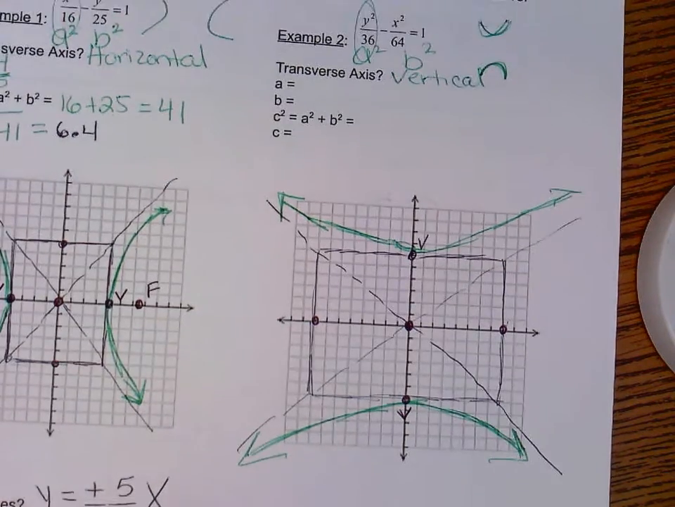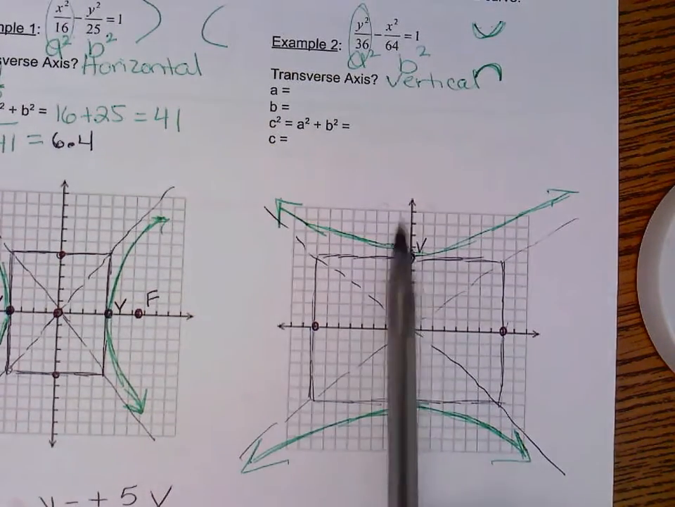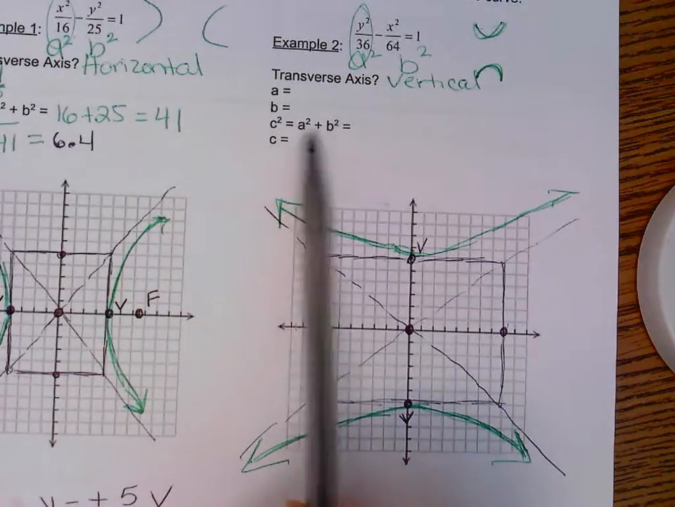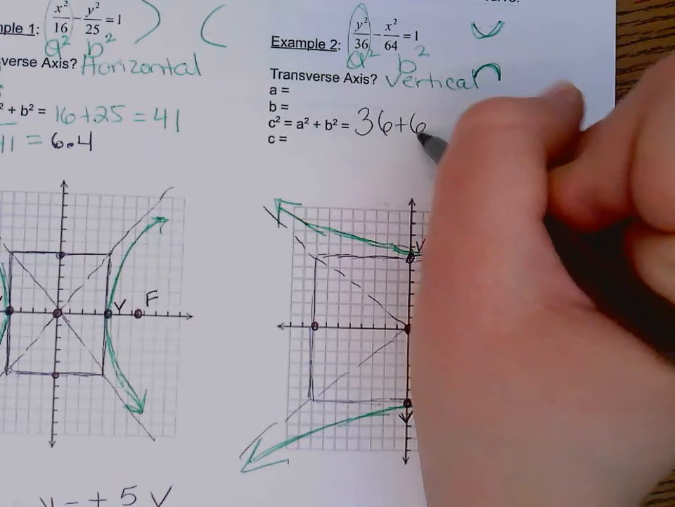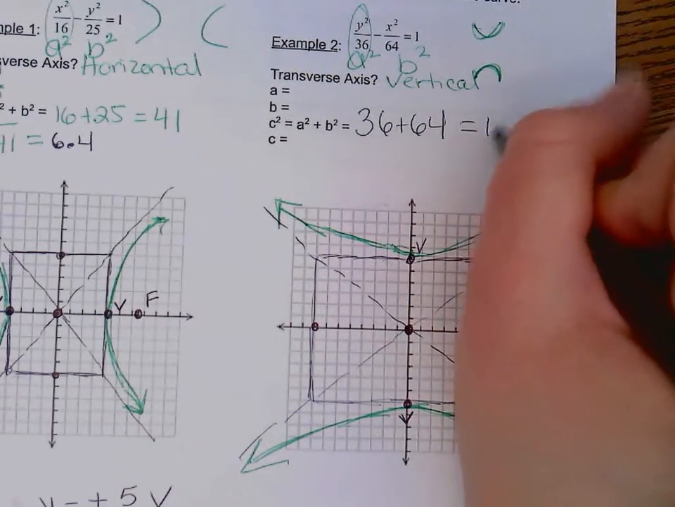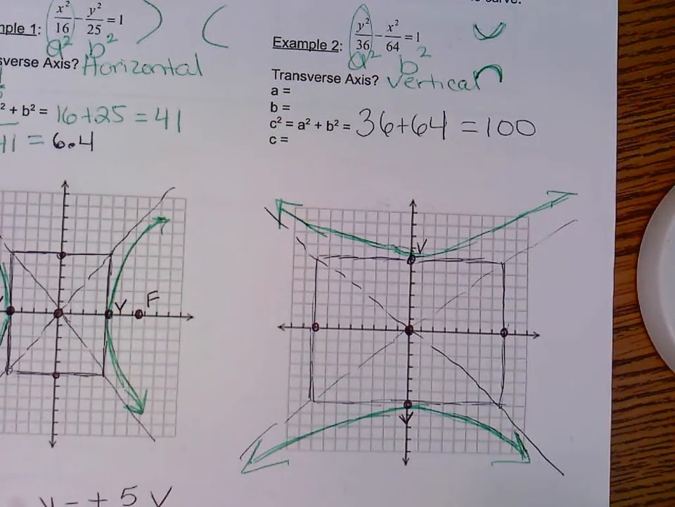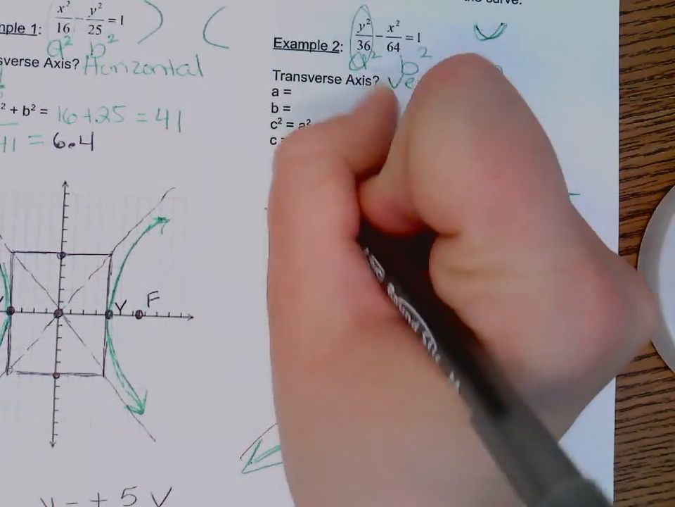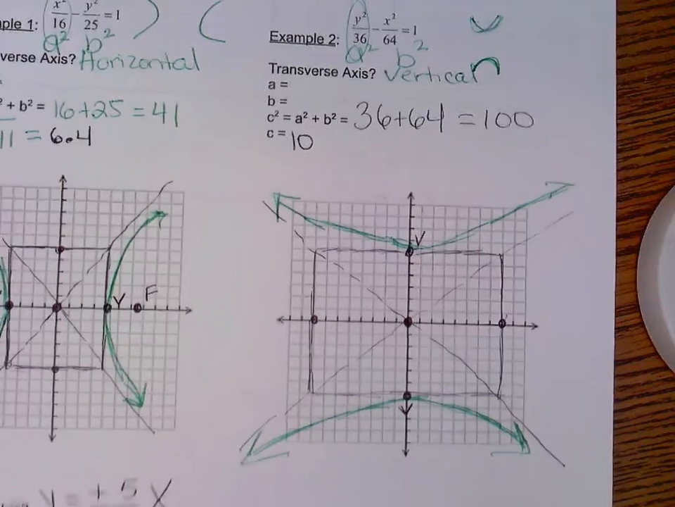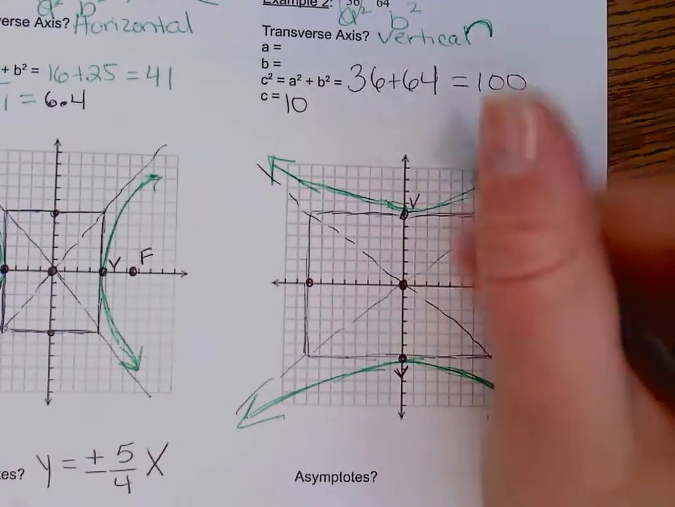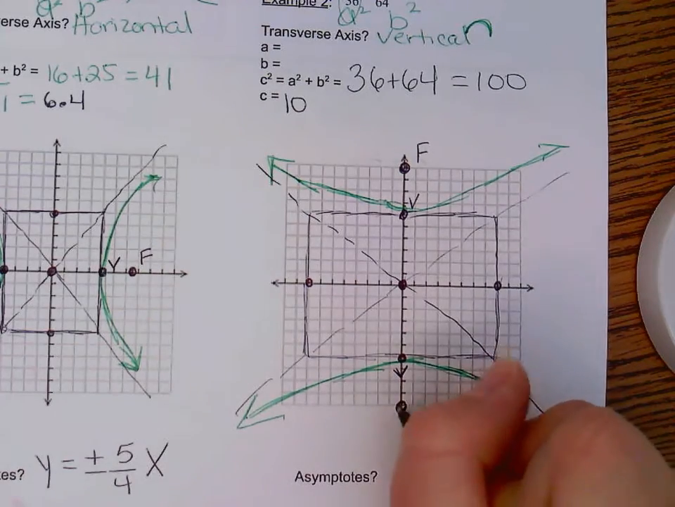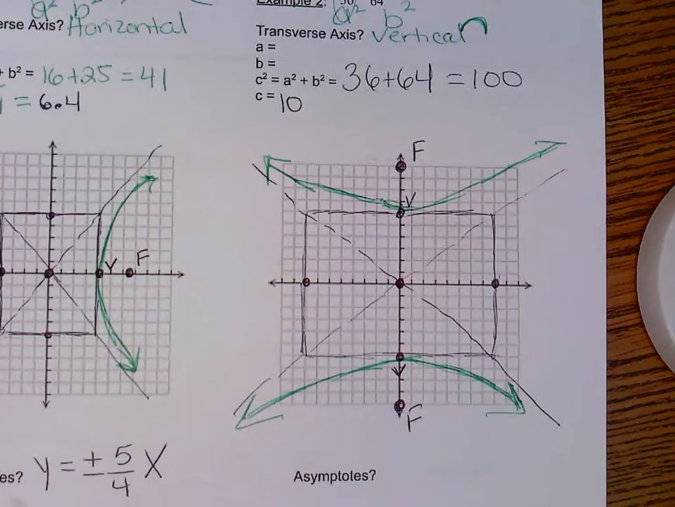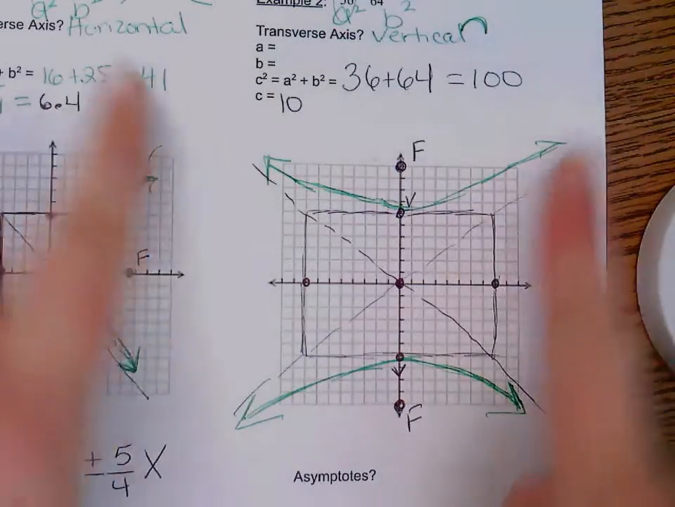And then I didn't calculate my C value, but I want to plot my foci. So a squared plus b squared, 36 plus 64 gives me 100, right? So this is a Pythagorean triple. So C would have to be 10. So my foci are located 10 units from my center, which is just going to be at the edge of your graph, because your hyperbola is opening around those foci.